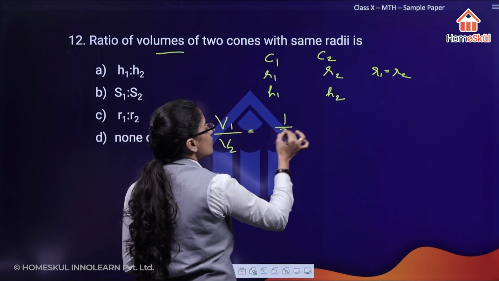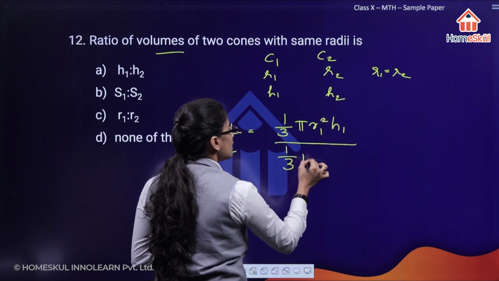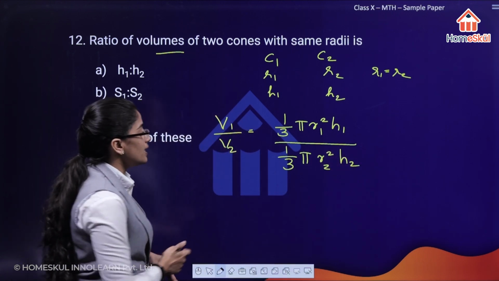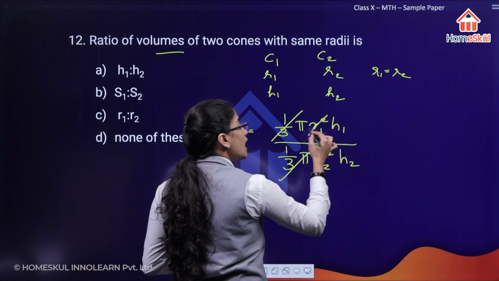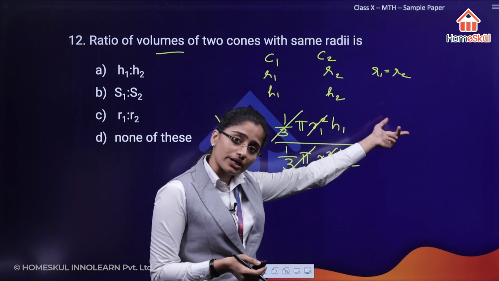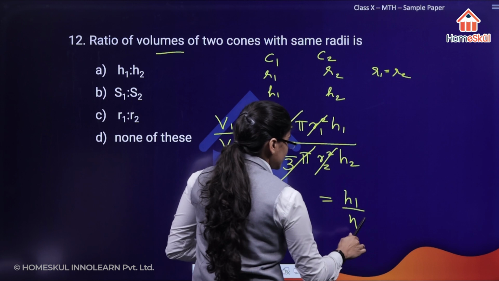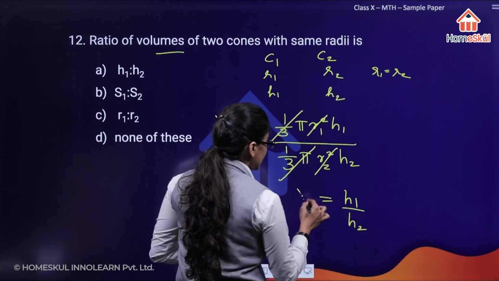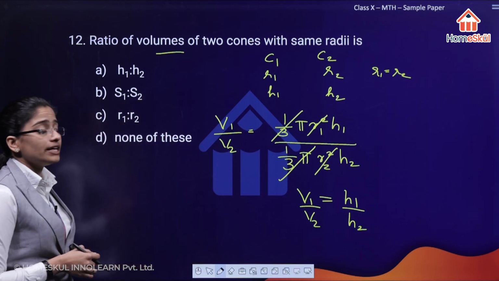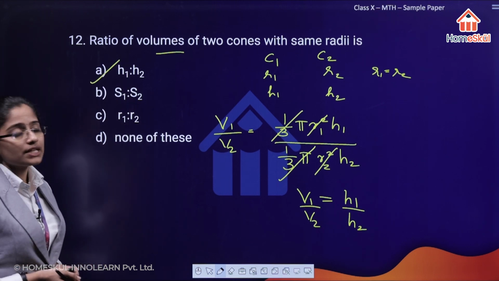What is the volume of a cone? It is 1 by 3 pi R1 square H1 divided by 1 by 3 pi R2 square H2, with respective radius and height, isn't it? 1 by 3 cancels. R1 square is equal to R2 square. Why? Because R1 is equal to R2 means R1 square is also equal to R2 square. Then we are getting H1 by H2. That is, the ratio of volumes of two cones with the same radii is H1 by H2, or H1 is to H2. Okay. Clear? Easy question.